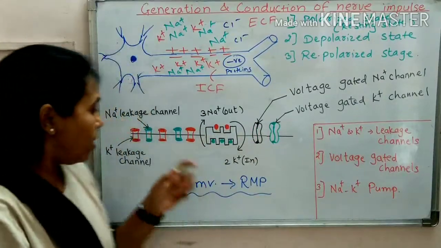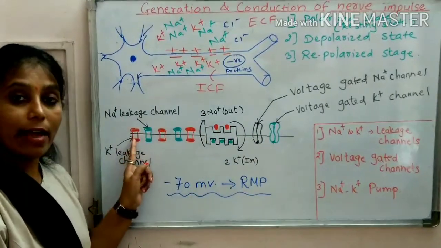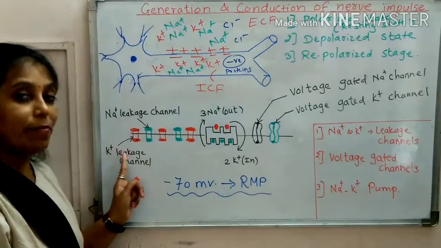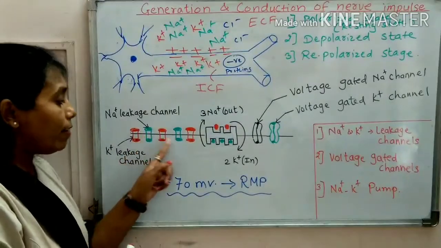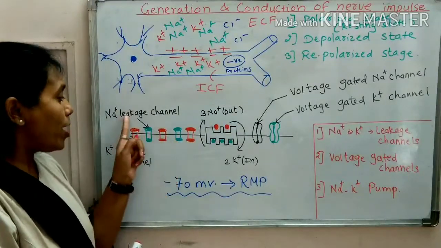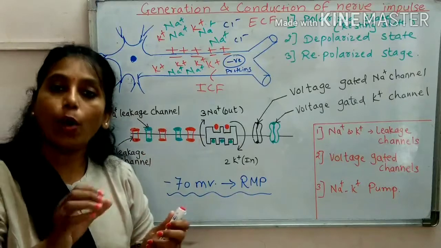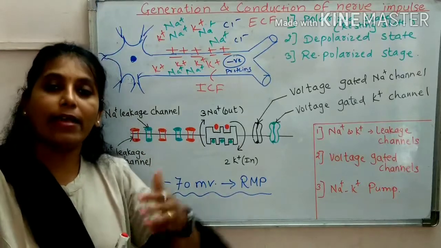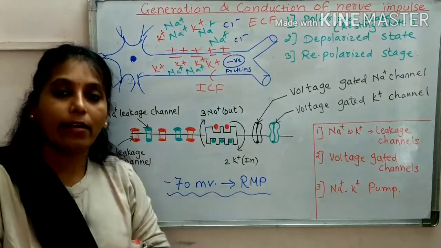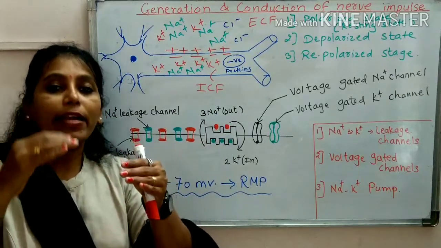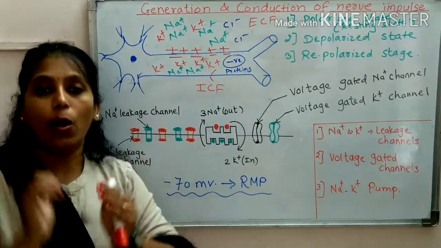Now let us see. Here with red color I have shown the potassium leakage channel. With green color I have shown the sodium leakage channel. Now what do you mean by leakage channel? As the name itself indicates, these ions continuously move in and out.